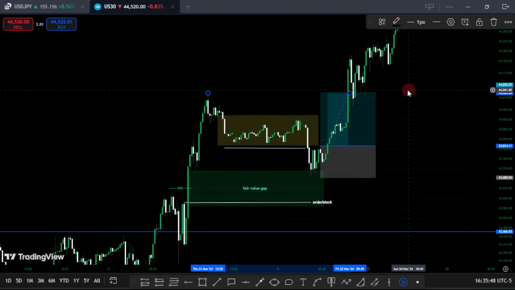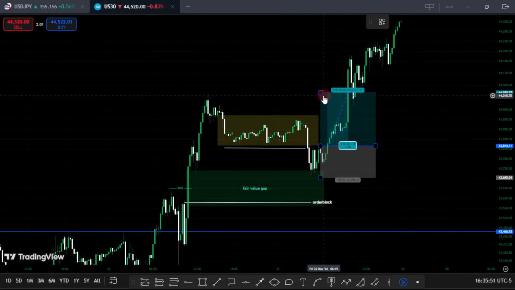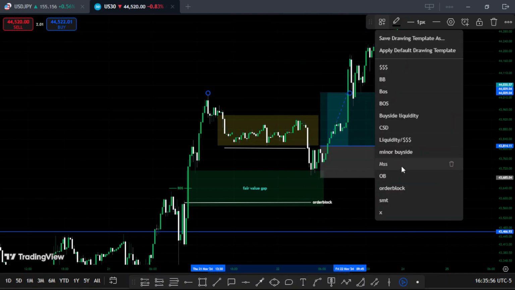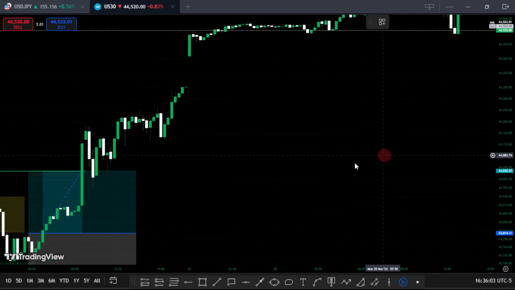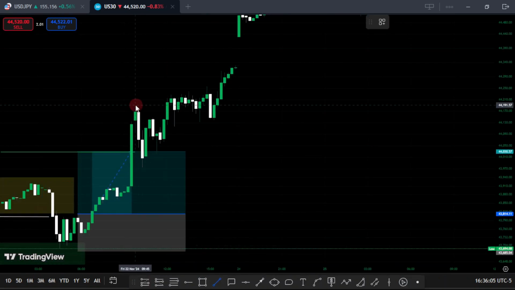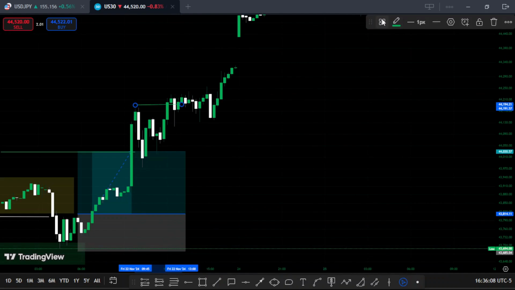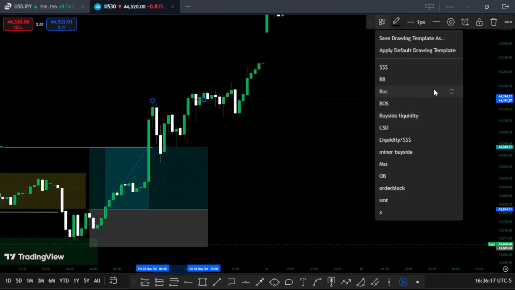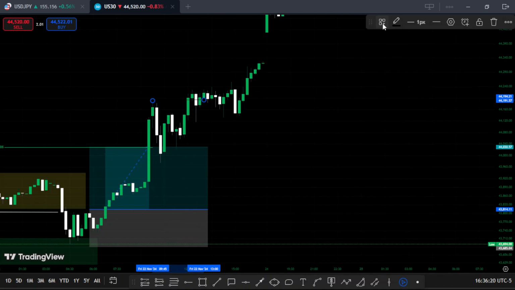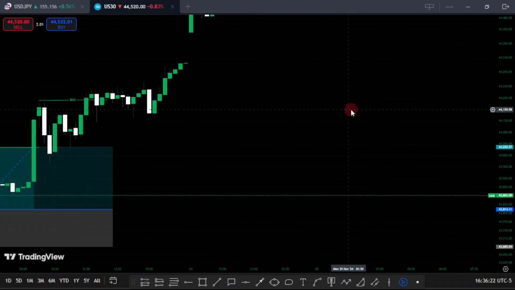I have a lot of confusing concepts marked here. This is our break of structure. After that, you see another thing too: price gave us another break of structure over there. I need to delete this one so I don't get confused. There is a break of structure.